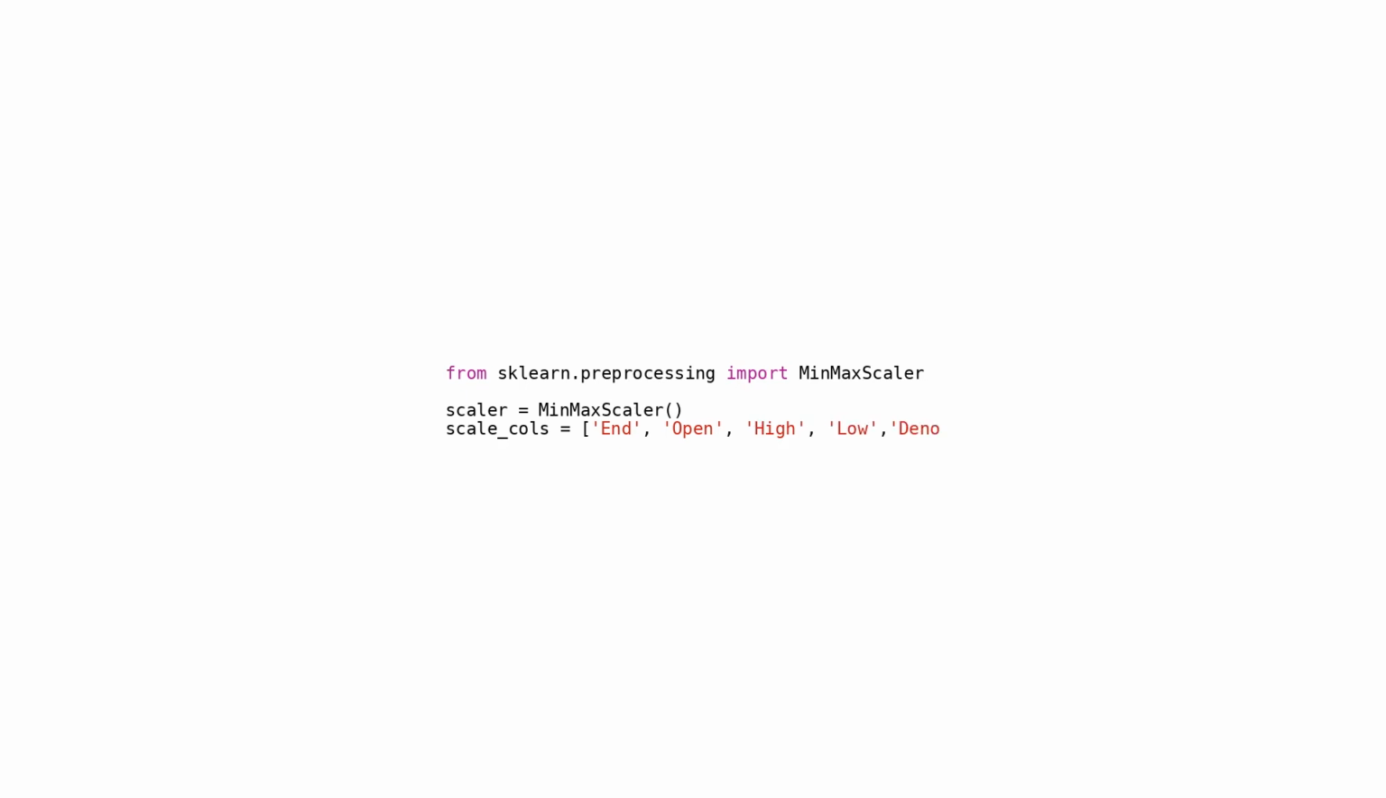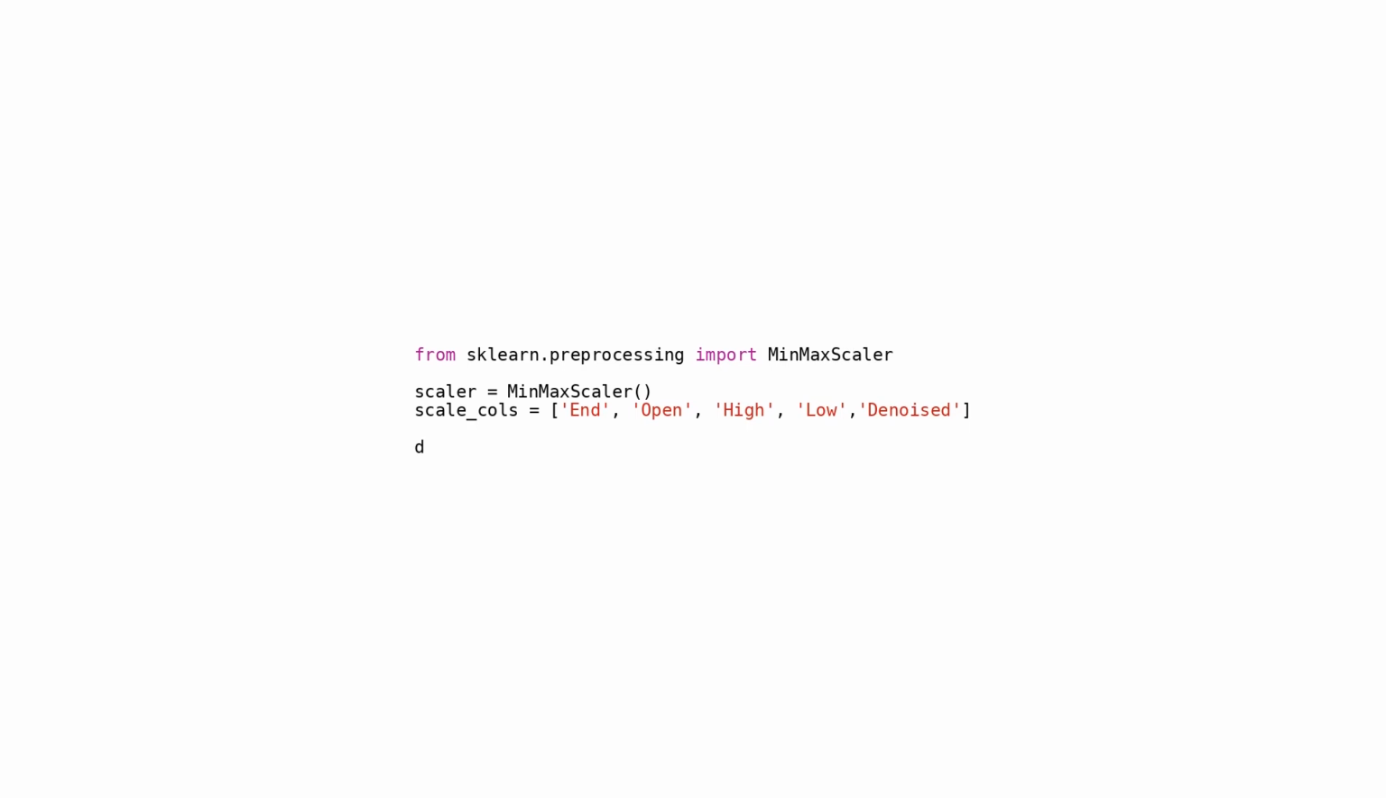This code scales selected columns, end, open, high, low, denoised, in a dataframe using the min-max scaling technique. Here's a summary of the steps involved. 1. Import the MinMaxScaler class from the preprocessing module of the sklearn library. 2. Create an instance of the MinMaxScaler class. 3. Define the columns to be scaled: end, open, high, low, denoised. 4. Apply the scaling transformation to the specified columns using the fit_transform method of the MinMaxScaler object.